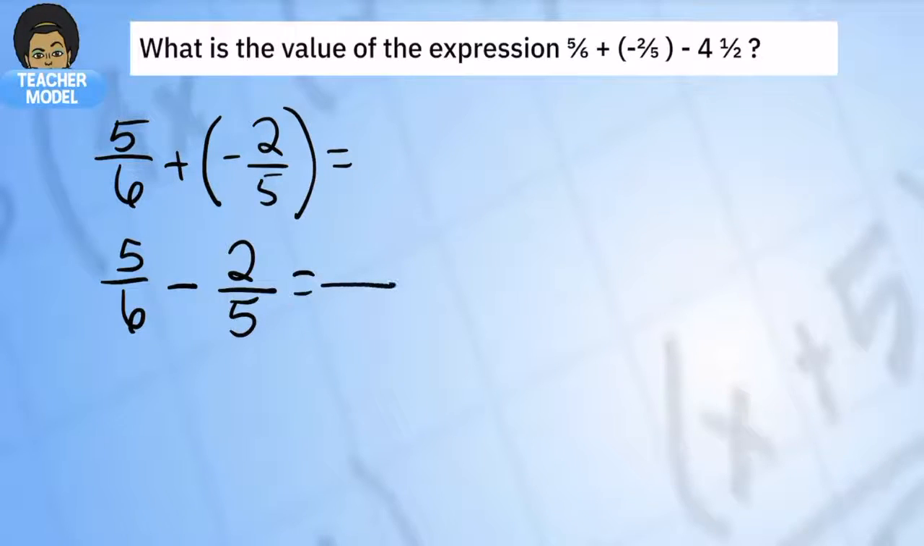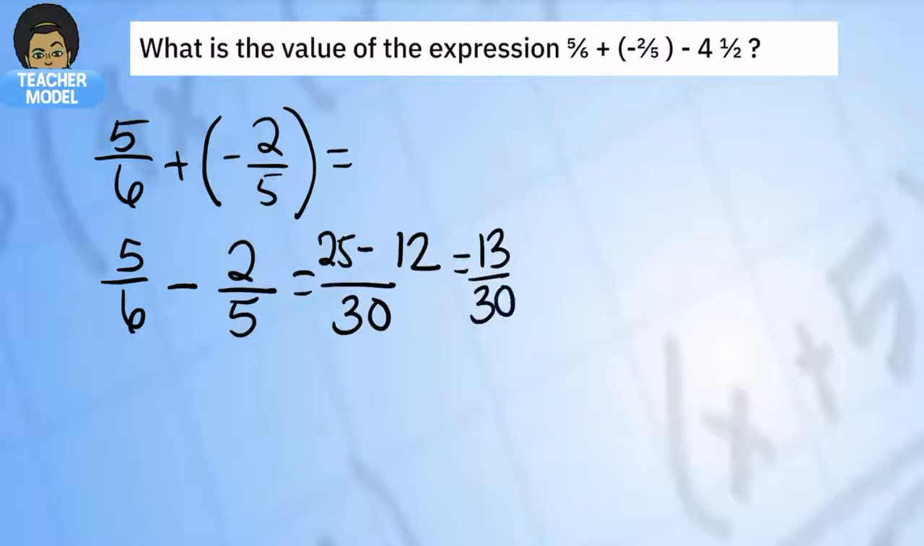So we're going to use our same process for multiplying. Common denominator 30. We have subtraction here in the middle. 6 times 2 is 12. 5 times 5 is 25. And we get 13 over 30. So that's this part right here is 13 over 30.